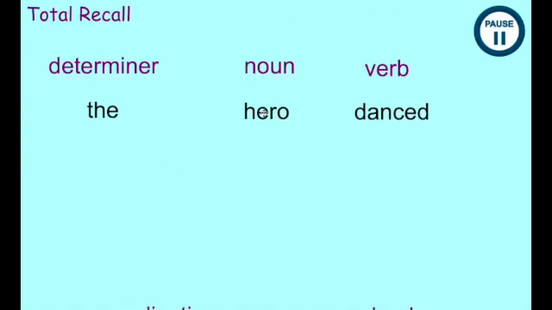Nouns, they are places, people, or things. So we've got hero, we could have child, we could have teacher, mountain, dog, cat. I'm going to go with teacher. Okay, so we've got the, teacher, and we've got verbs, action words. So danced, sang, skipped, ran. Any more? Barked. The teacher barked. The teacher jumped, etc. So I'm going to go with sang.